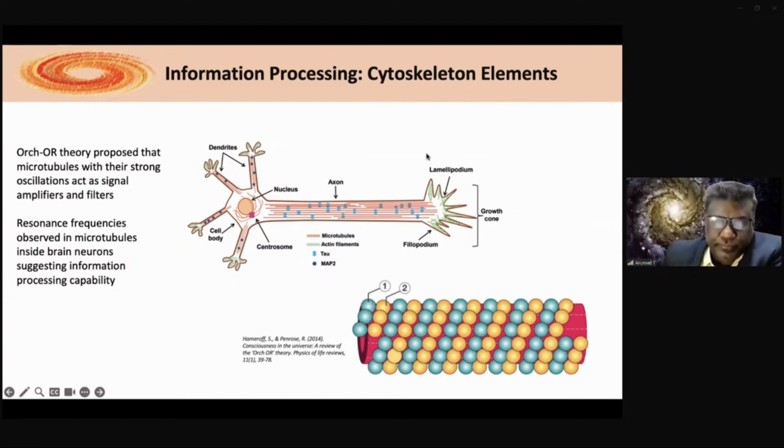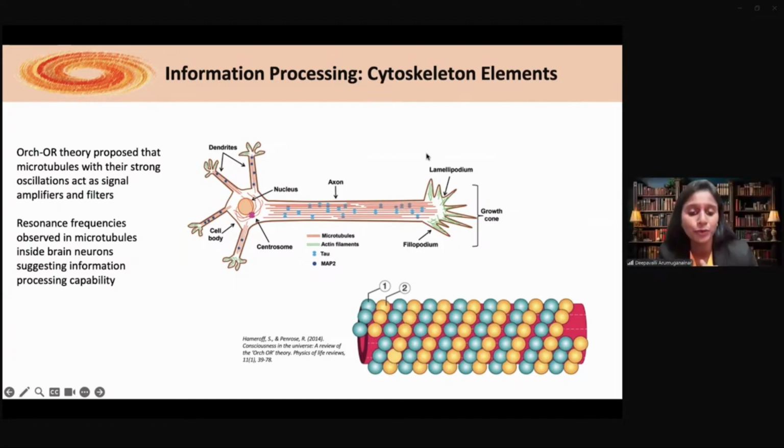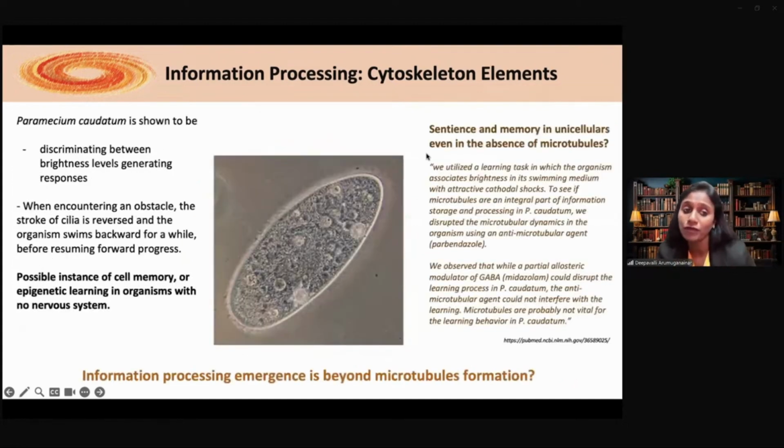The OR theory proposes that the microtubules with their strong oscillations act as signal amplifiers and filters. The resonance frequencies observed in microtubules inside the brain neurons are suggestive of information processing capability. However, there is also evidence that is showing up from an alternative hypothesis, which can be explained by the help of the organism, which is the paramecium chordatum.